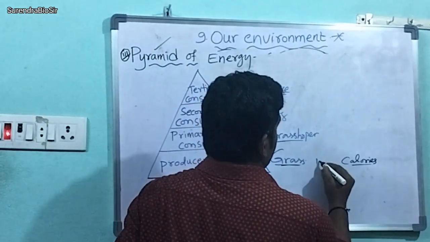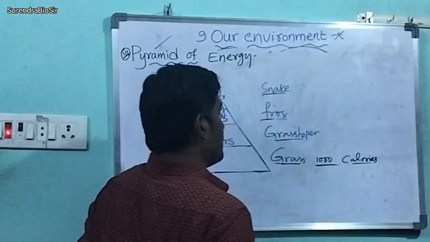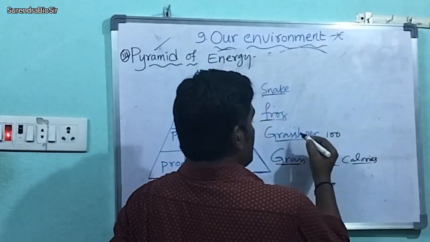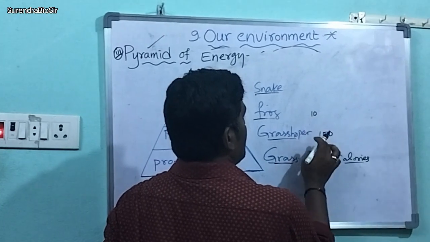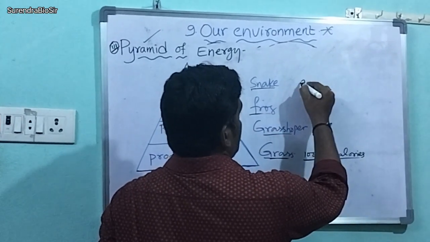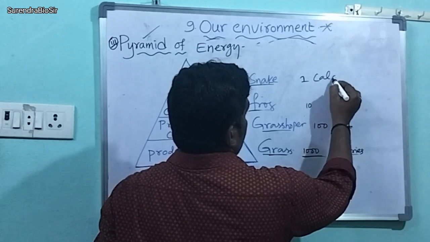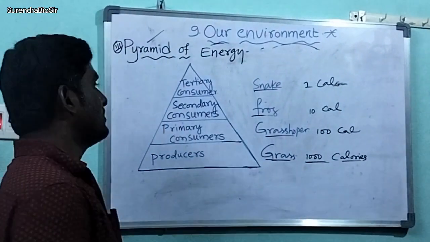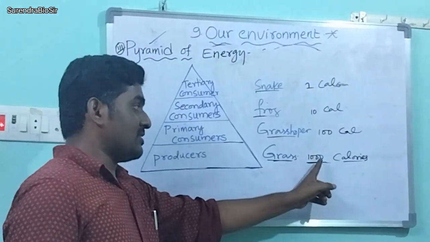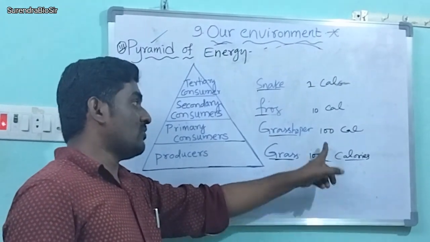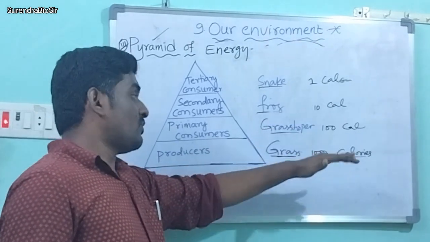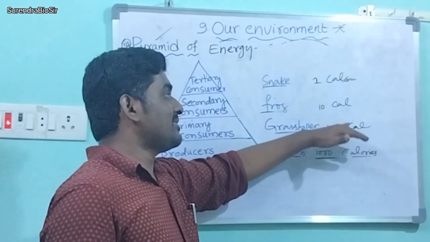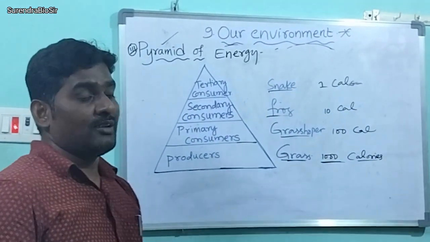If you take here 1000 grass or plants, they are eaten by 100 grasshoppers. Next, 10 frogs will eat the 100 grasshoppers. Next, one snake can eat all of this. So calories are nothing but energy transferring from one trophic level to another. If you move forward from bottom to top, only 10% is going to transfer. So this is called the 10% law.